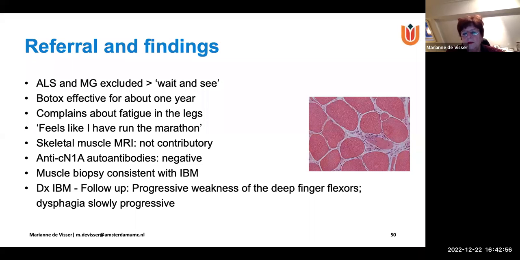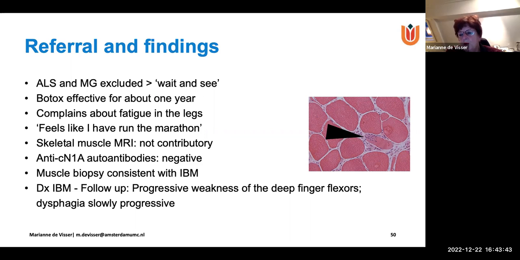So we did a skeletal muscle MRI, which was not contributory, did not show any abnormalities. We performed assessment of the anti-cN1A antibodies, which are positive in a proportion of the patients with IBM. And we did a muscle biopsy, and that showed abnormalities which are characteristic of IBM. You can see here that in the endomysial space, there are inflammatory cells which invade an otherwise normal looking muscle fiber. So we diagnosed the patient with IBM, and obviously there was a follow-up.